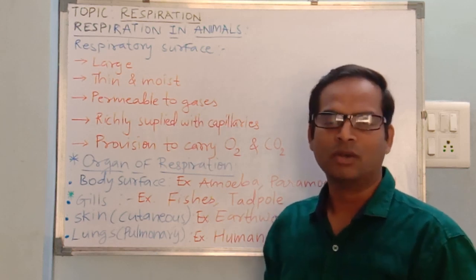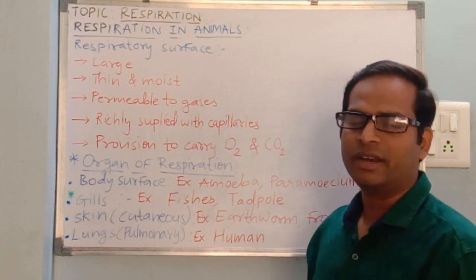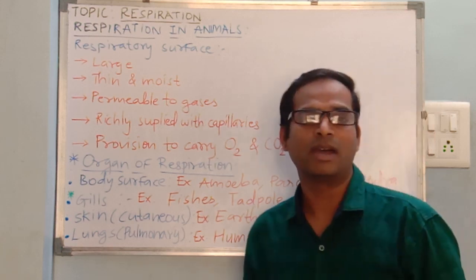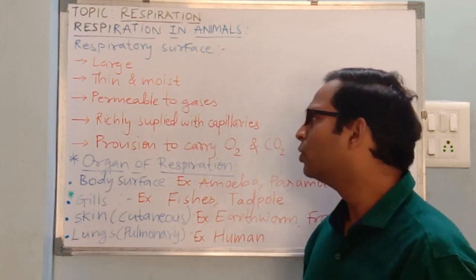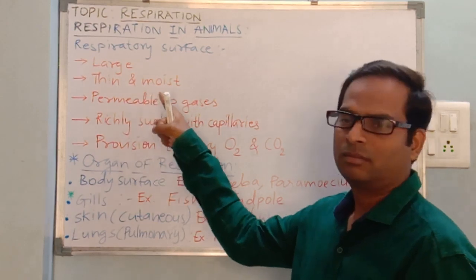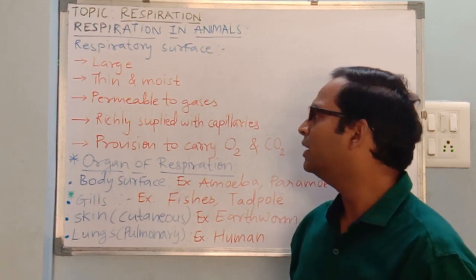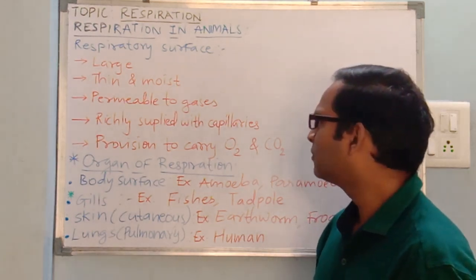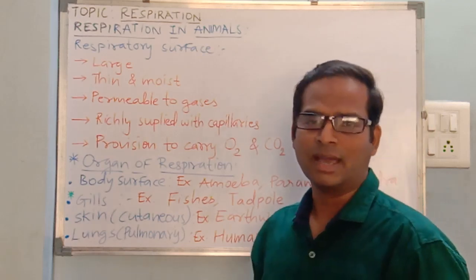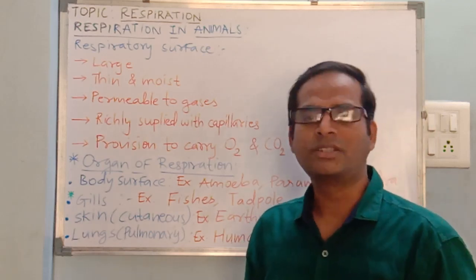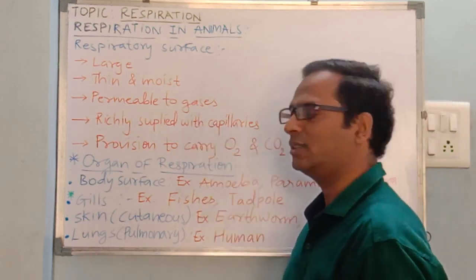Thin, like in our case, we have alveoli, which are very thin. The thickness of our alveoli is 0.0001 millimeter. So thin are our alveoli, our respiratory surface. Then the third condition for the respiratory surface is that it should be permeable to gases. Gases means carbon dioxide and oxygen. They should easily diffuse, easily pass through the respiratory surface.